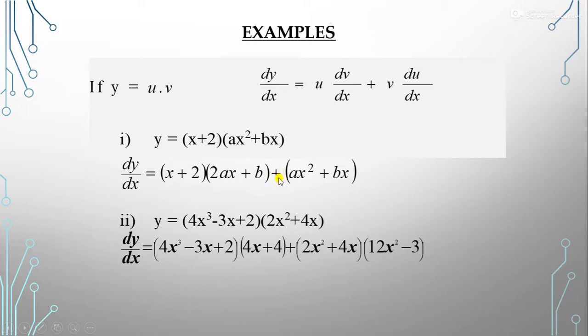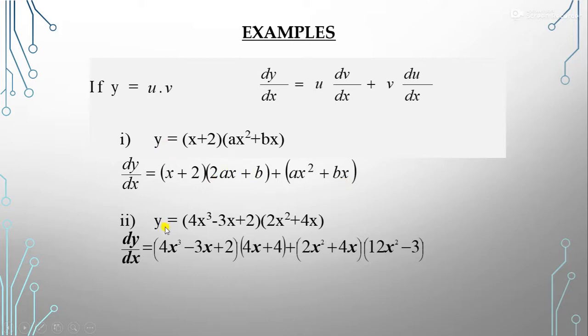Now plus the second function as it is, the second function is ax square plus bx, and the derivative of the first function. So what is the derivative of the first function? Here we have a linear function, and the coefficient of x is 1, and we know that the derivative of a constant function is 0. So the linear function derivative is 1. So only ax square plus bx remains. So this is the differentiation of this function.